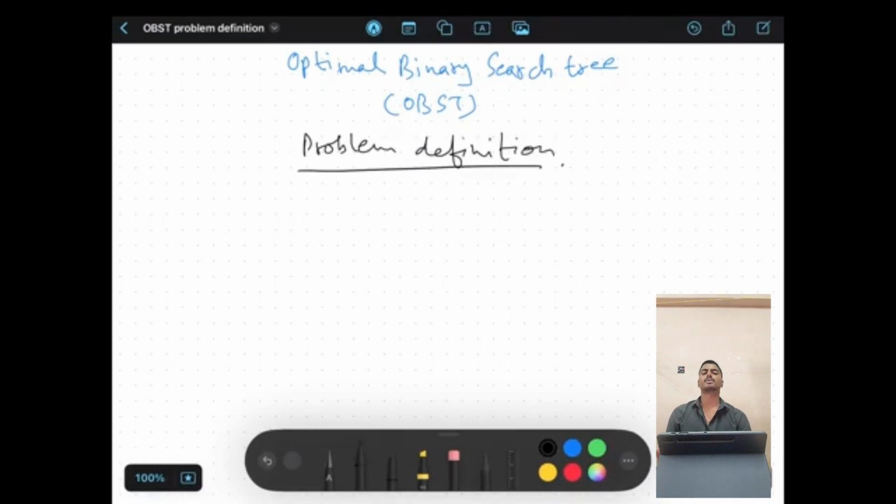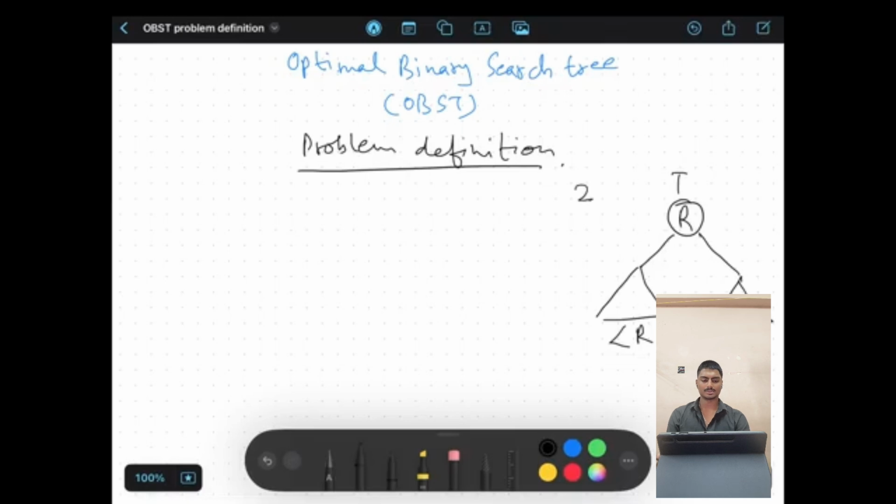Before going to optimal binary search tree, let's remember what a binary search tree is. A binary search tree is nothing but there's a root, and everything on its left is lesser than the root and everything on its right is greater than the node. So this is a binary search tree.